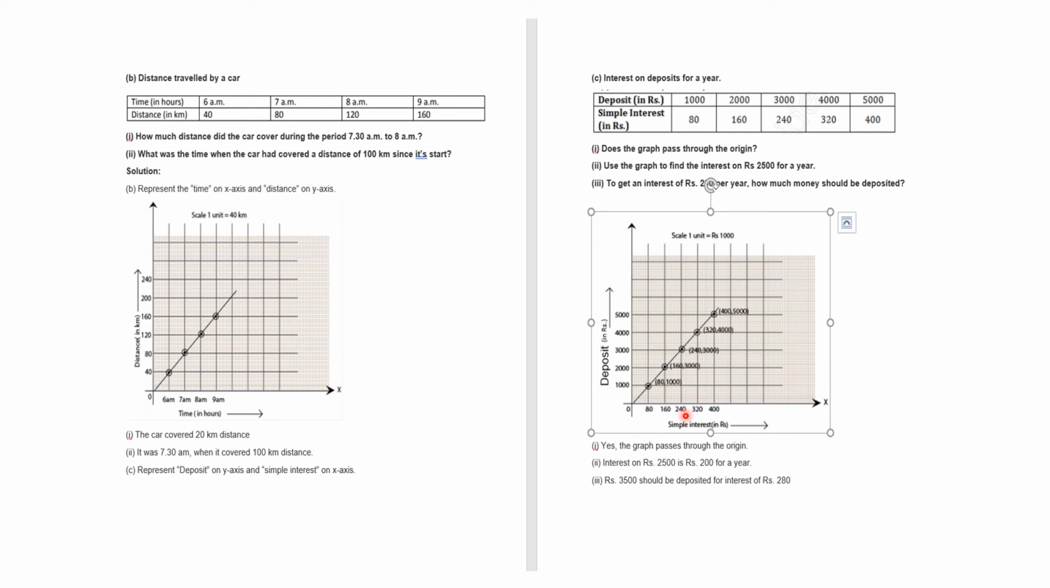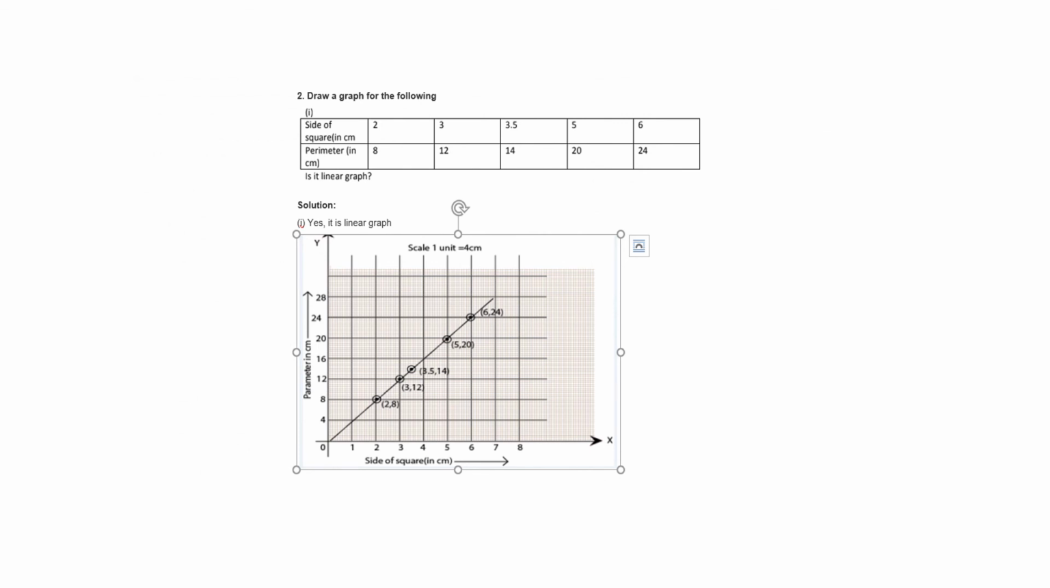Yes, our next question. The next question is, to get the interest of 280 per year, how much money should be deposited? Now have a look here. We have to find out the interest of 280. So it is between 240 and 320. So it is 280. It's joined here, and when we see the y-axis, just see the cursor, it is 3500. So here we can draw the graph also, and with the help of the graph we can find out our answers also.